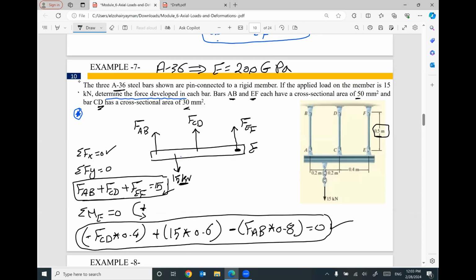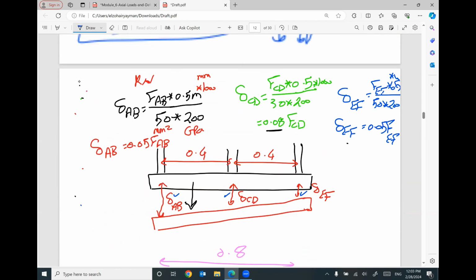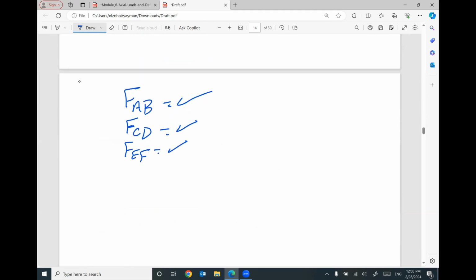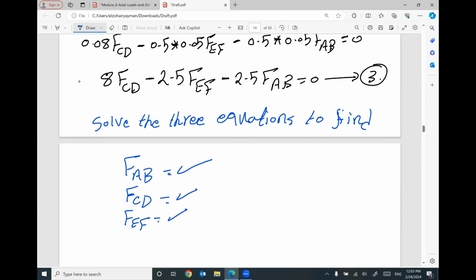That makes sense? Once you get the forces in these three bars, this is the requirement: the force developed in each bar. Once you get these forces, you can go back and find out what will be the elongation in each bar. Once you get the force, you can multiply it by 0.05 to find the elongation. That makes sense? So this is a homework: how to solve these three equations in three unknowns together. Once you solve them, you can find out the required forces.